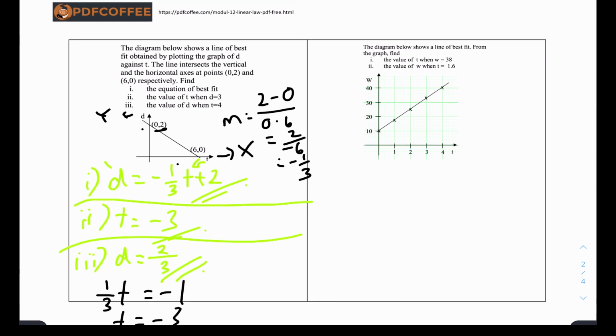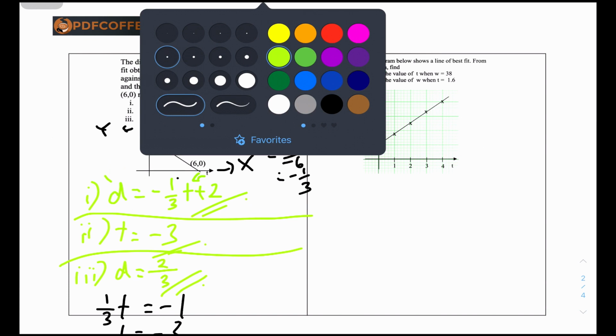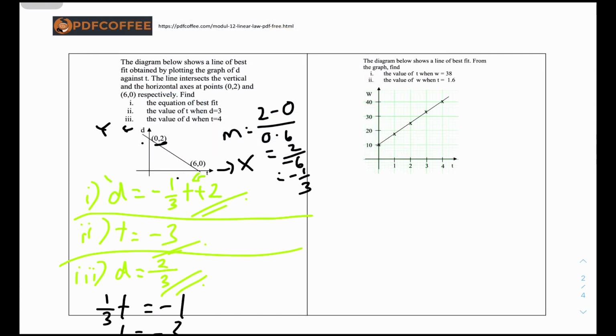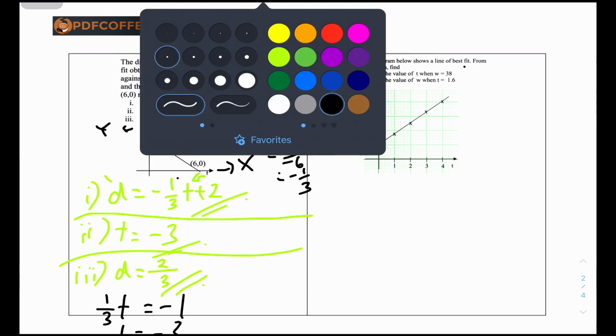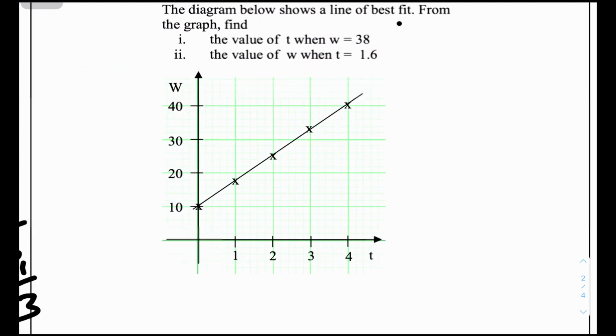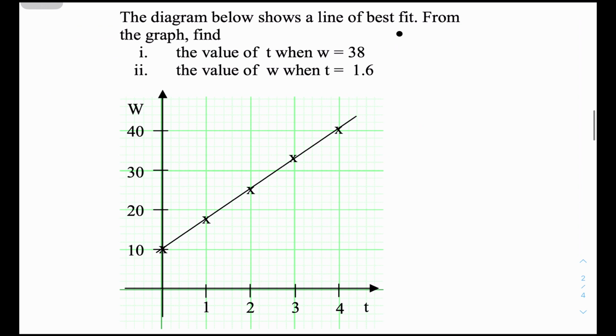And then we have the diagram below shows the line of best fit for the right hand side question. From the graph, find the value of t when w equals 38 and the value of w when t equals 1.6. So when it says use the graph to find, we'll just use the graph because it's much easier to see. So let's zoom in. Find the value of t when w equals 38. You notice that the axes are already labeled w and t, so that's convenient for us.